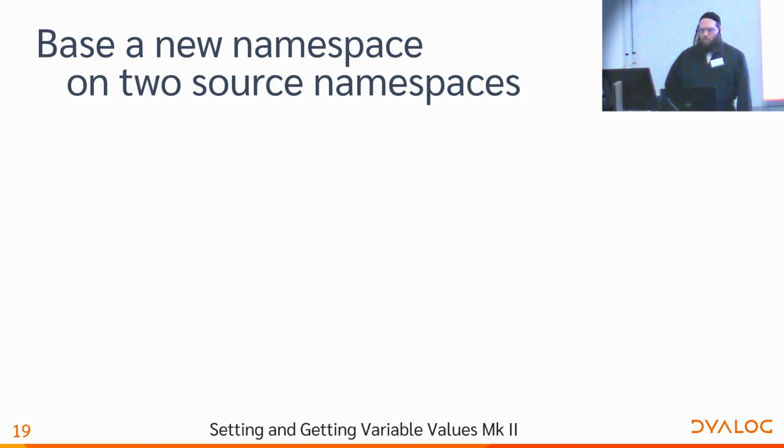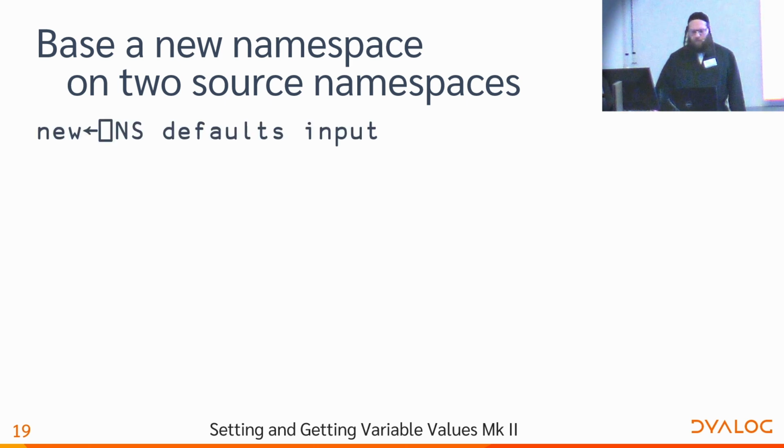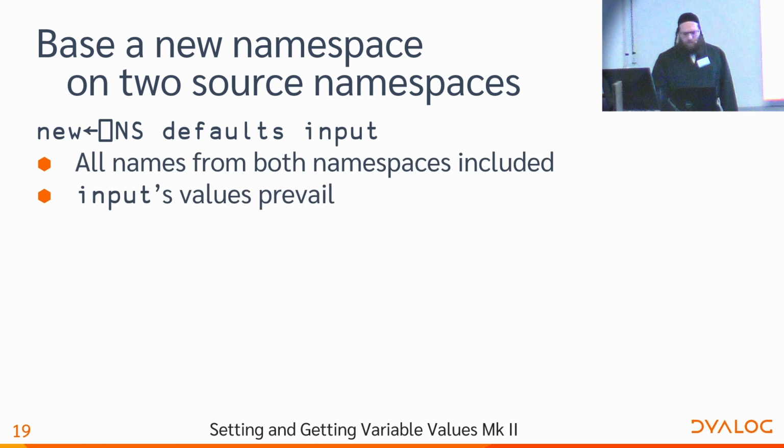Something we've wanted to do in various utilities a lot is that the user supplies a namespace of options, but the user might not have specified every option, so we want to fall back to some values that we have collected in a different namespace. Very easy. Here are the rules.